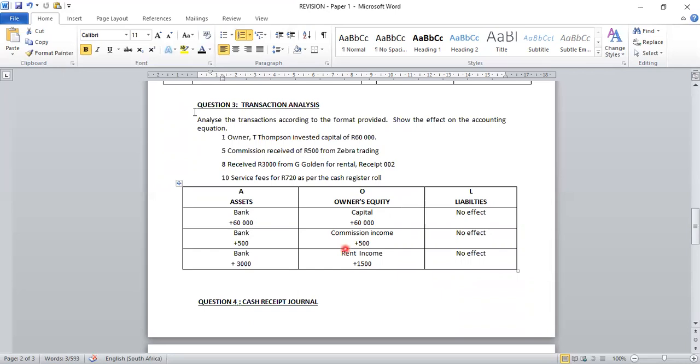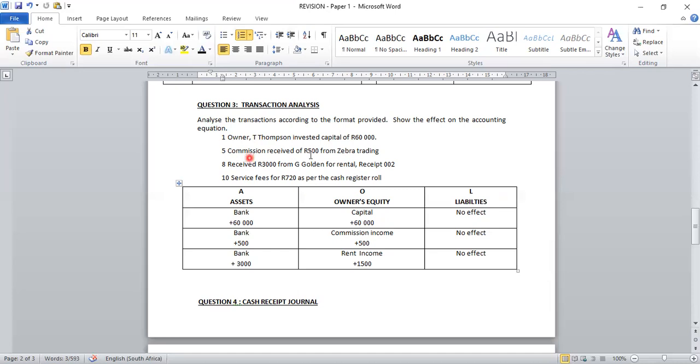Okay, let us look at the first transaction. Owner T. Thompson invested capital of 60,000. This transaction will affect our assets. The account affected in our assets is bank. So our bank will increase by 60,000, and under owner's equity, the account affected is capital, and it's also going to increase the owner's worth by 60,000. Under liabilities, there are no effects. So liabilities are not affected.